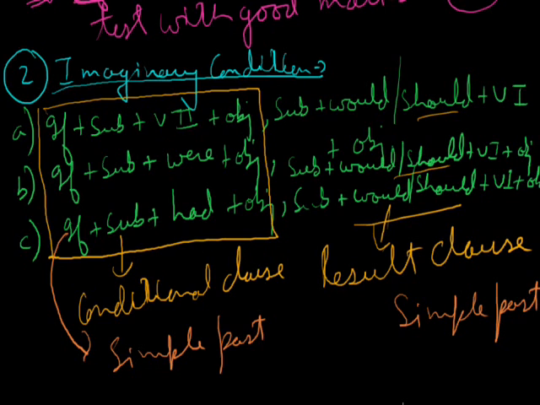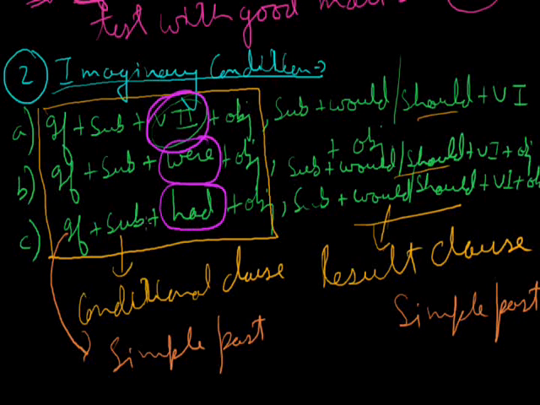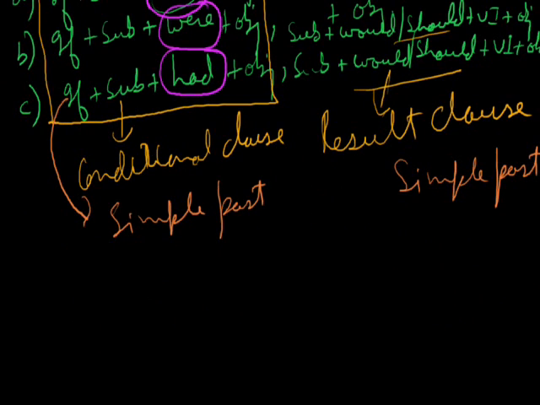Now let us understand these three structures. In the first structure, we have used the second form of the verb, this one. Whereas the structure is the same, over here we have used were, and in the third one we have used had. So we have to remember that as far as imaginary condition is concerned, the structure can have the second form of the verb. At times it can have were, at times it can have had. Now the big question is when to use the second form of the verb, when to use were, and when to use had.